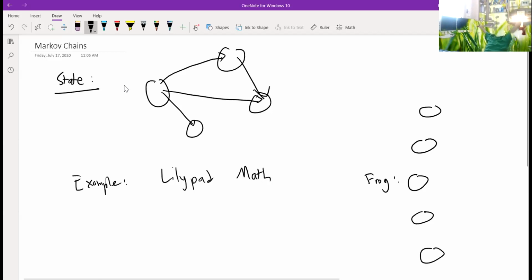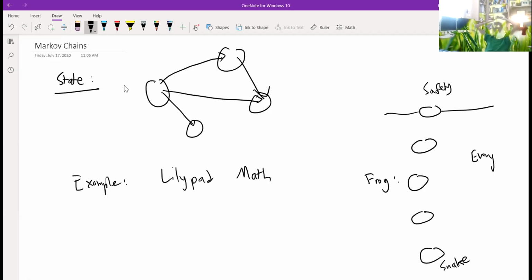And over here, this is the last lily pad, and over here is safety. And then over here, on the last lily pad here, we have a snake. And so the snake will eat the frog if the frog goes onto the lily pad. So remember, at every hour, the frog has a 1/2 chance of going forward and a 1/2 chance of going backwards. So find the probability that the frog reaches safety, for example.